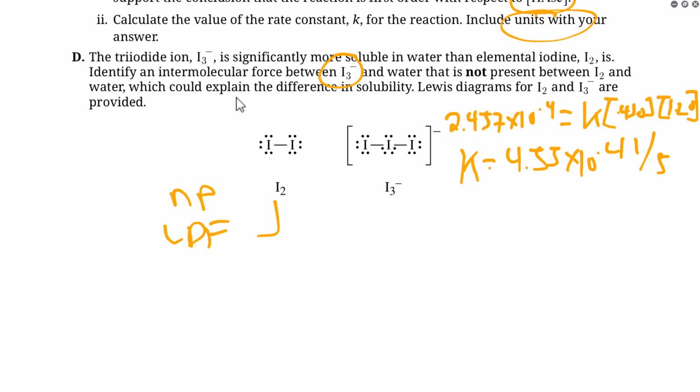I3-, however, is a little bit trickier to deal with. We don't talk a lot about, at least I don't talk a lot about expanded octets here, but this is actually another nonpolar molecule. It is linear. I know it looks a little strange with those 3 lone pairs surrounding that central atom, but it is a nonpolar molecule and would only exhibit London dispersion forces.